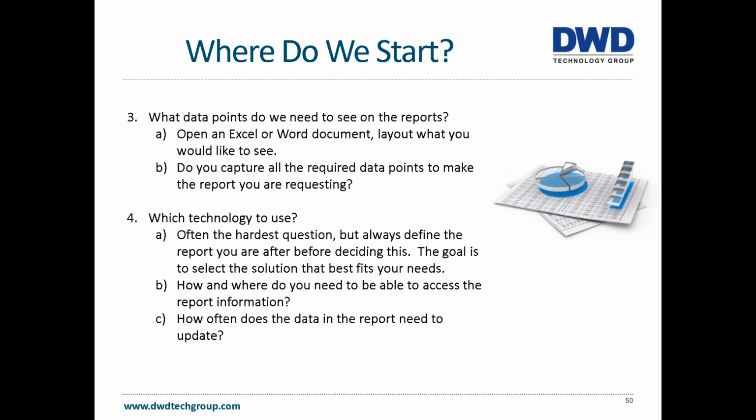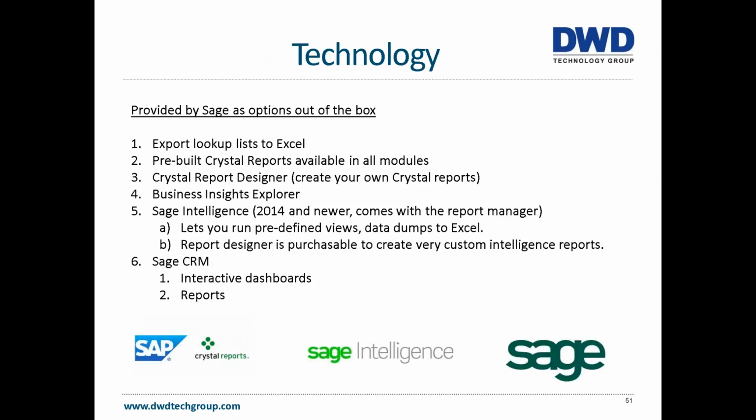Okay. And the fourth question that is really the hardest one is, which technology do I use? Because there are a lot of different ways to pull data out of the accounting system, and there's a lot of places you can put that data. Okay. First off, we look at some basics like exporting a lookup list to Excel. So in Sage, when I go into customer maintenance and do a lookup, I can export that lookup to Excel, and then I can run away with all that data and do what I want with it.